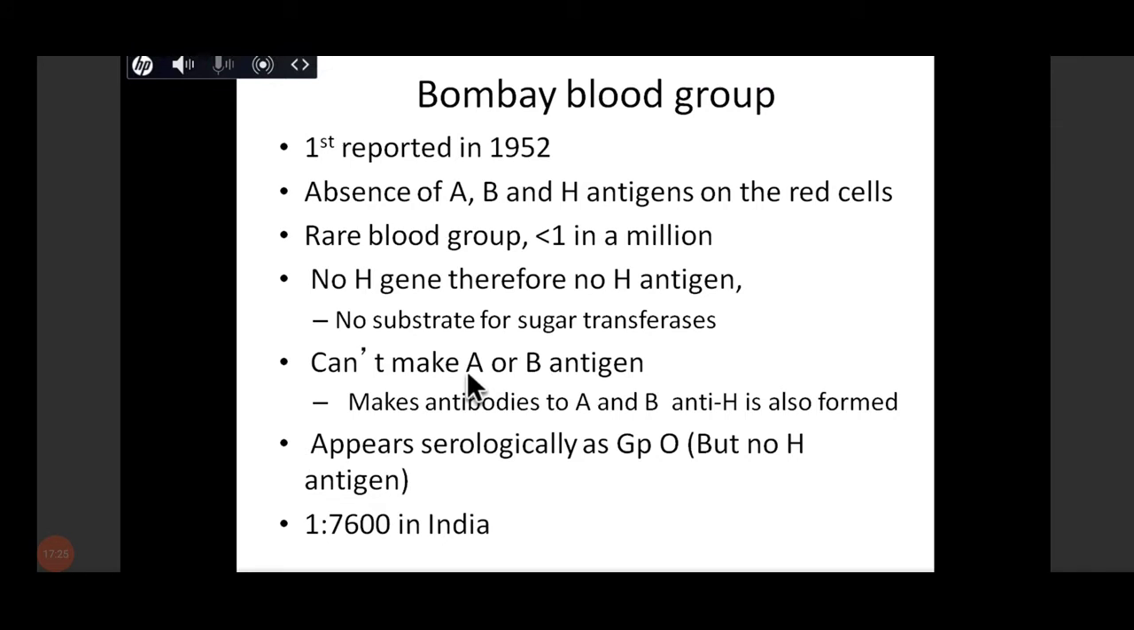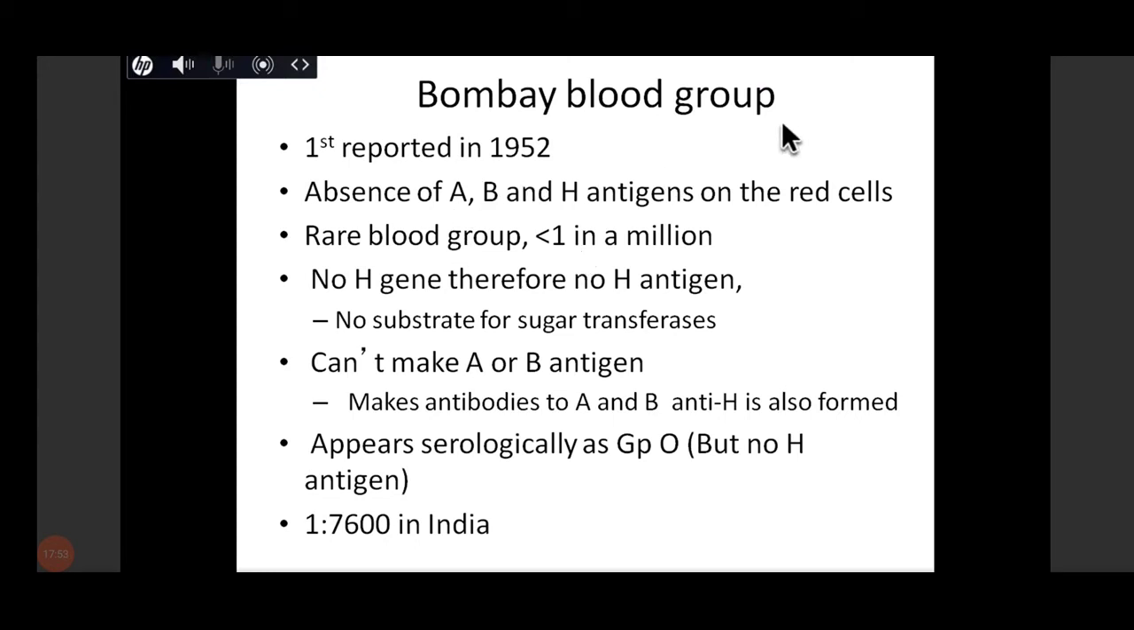I don't know if many of you have seen this movie. There is a movie on the Bombay blood group in which the villain was caught because of this blood group only, in a blood bank. The Bombay blood group was first reported in 1952. There is an absence of A, B, and H antigen in the red cells. It is a very rare blood group, and the H antigen is not there.